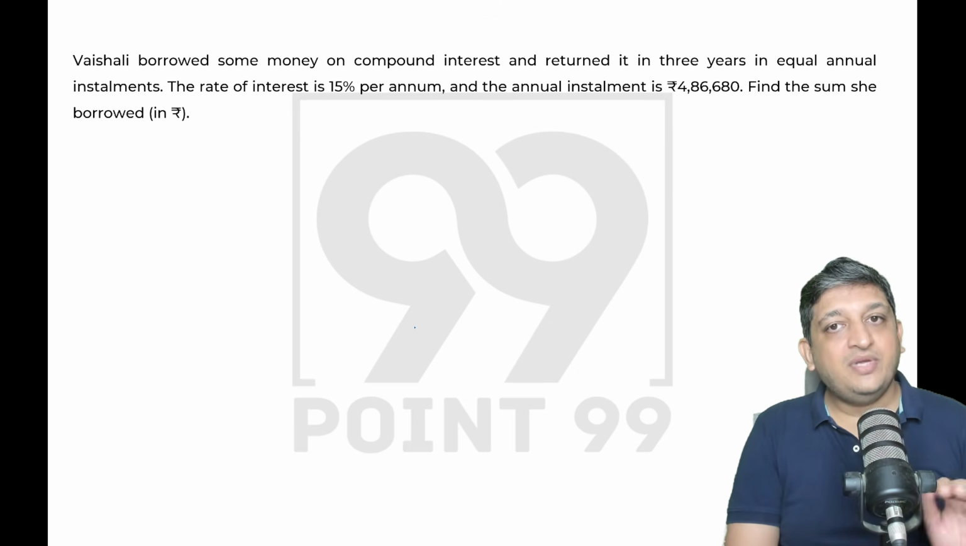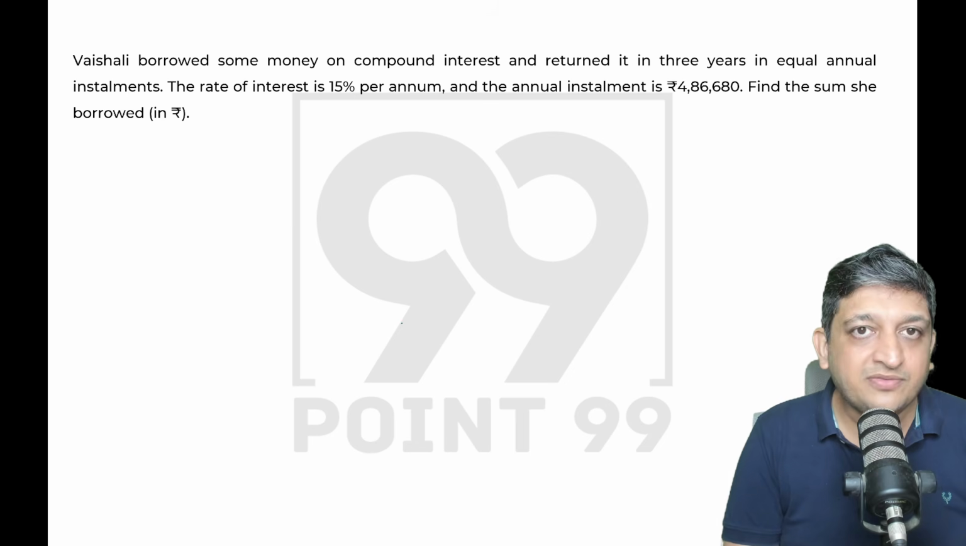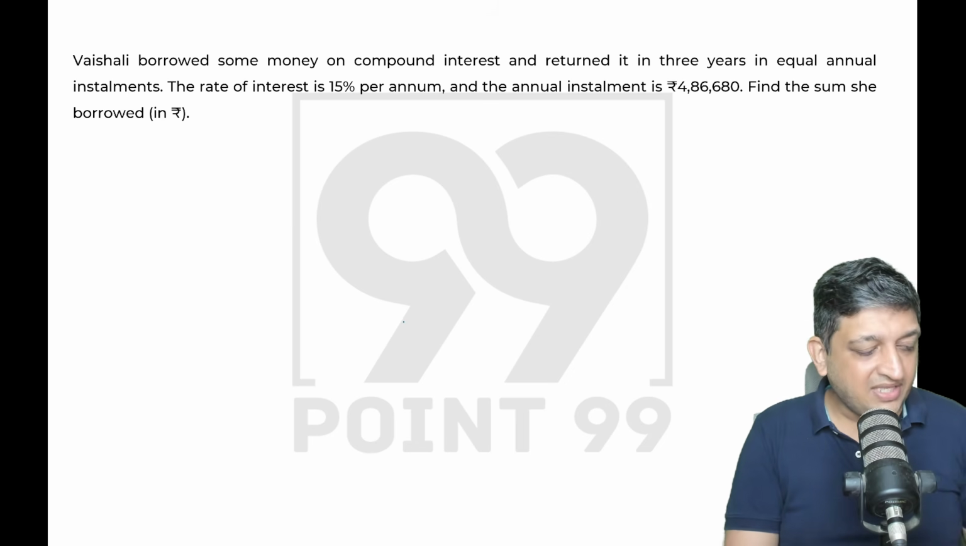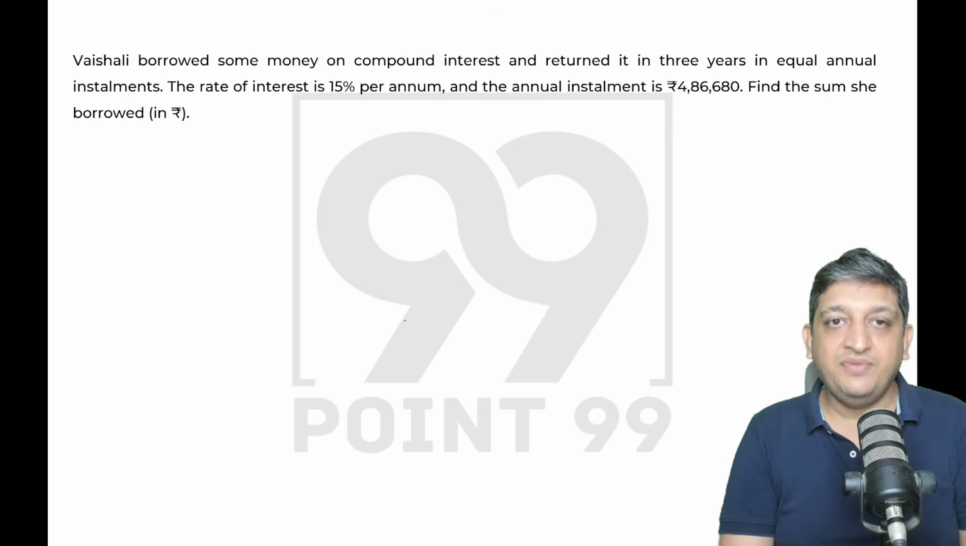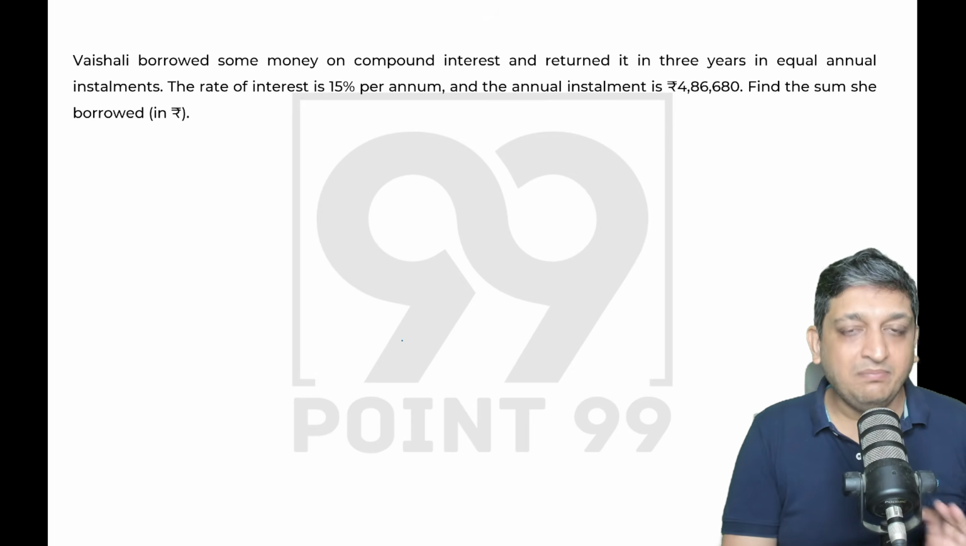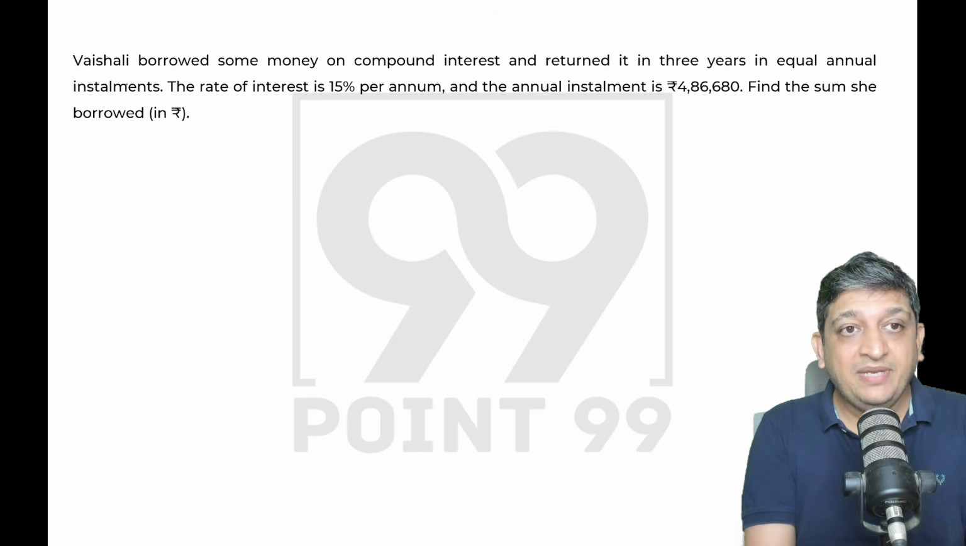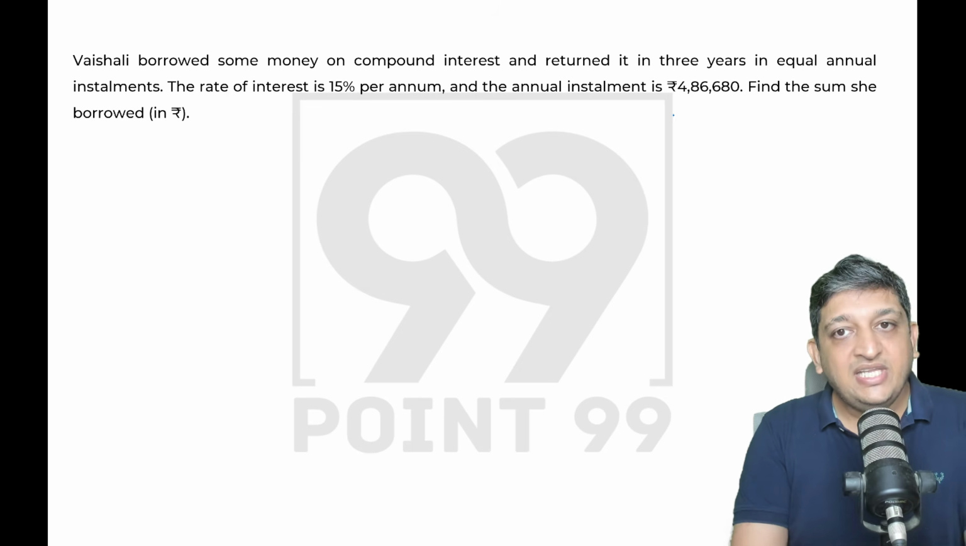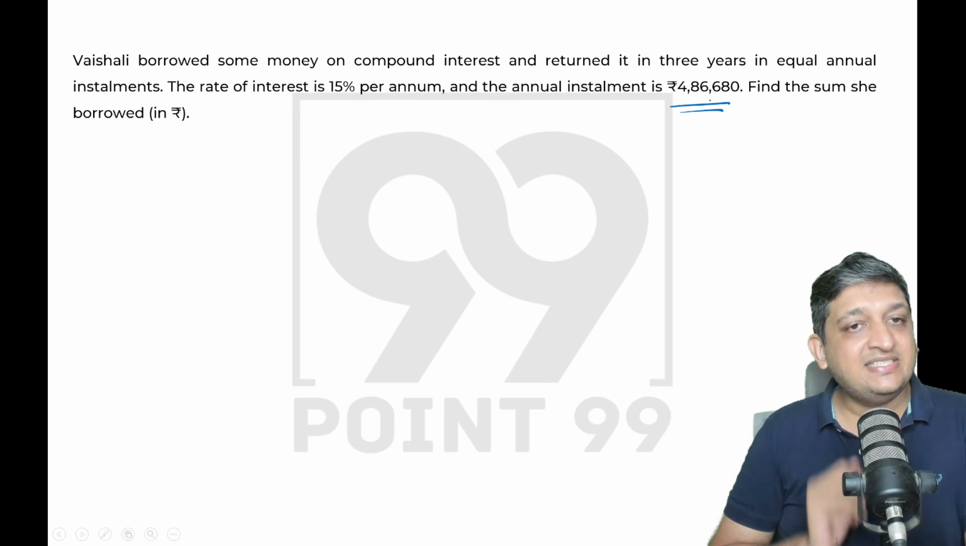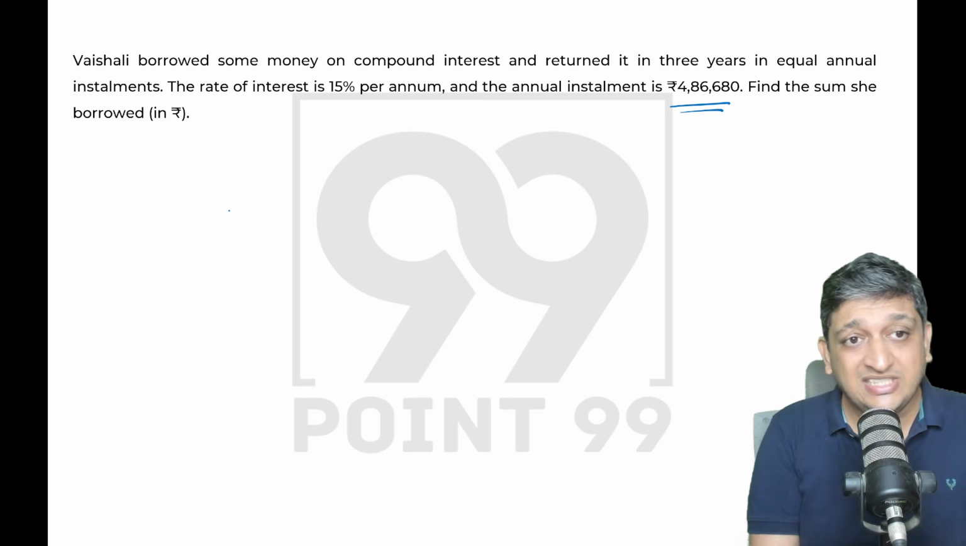Now what you can do is you can use the on-screen calculator for this one. You can use your phone calculator for this one. Specifically, if you're finding it difficult to calculate, that is completely okay. Now let's see what is happening here. Vaishali borrowed some money on compound interest and returned it. We know that the annual installment is 486680. So what was the sum that she borrowed? So let the sum that she borrowed be S.